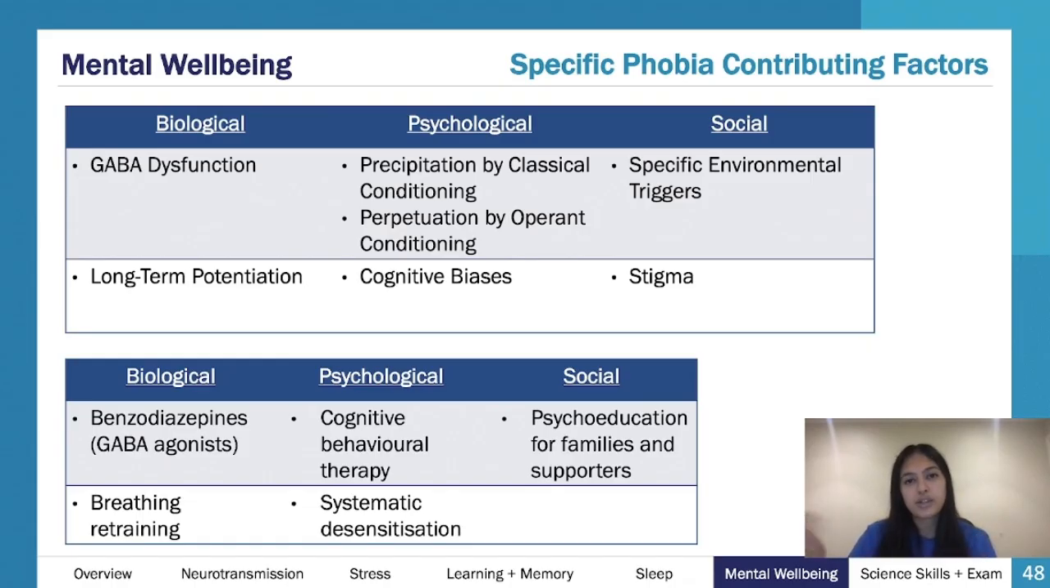And then stigma. So just this idea that you're embarrassed, your friends and your family will judge you, they won't understand you. That's going to make me less likely to seek treatment for my phobia.